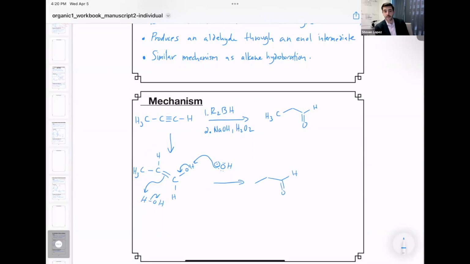Okay, so anytime you have a terminal alkyne in the presence of borane followed by sodium hydroxide and hydrogen peroxide, you end up with this aldehyde selectively because you're in basic conditions.